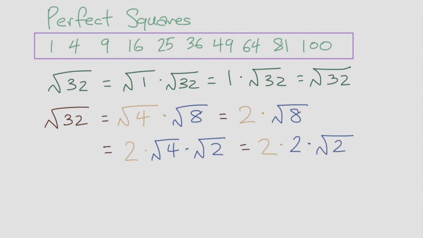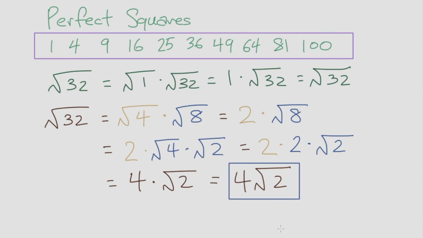It allows us to then multiply that tan number and the blue number together. So 2 times 2 is 4, and that whole thing is equal to 4 times root 2. And as I said earlier, in this kind of situation, we just take out the multiplication sign to get 4 root 2 as a result. So that should be our fully simplified version of root 32. So I'm going to box that right here.